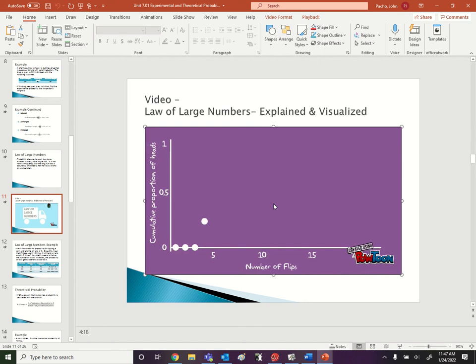Flip again and it's heads, 40%. Heads again, and we finally hit our theoretical probability of 50% for the first time. Let's keep going. This graph shows the observed probability approaching the theoretical probability.